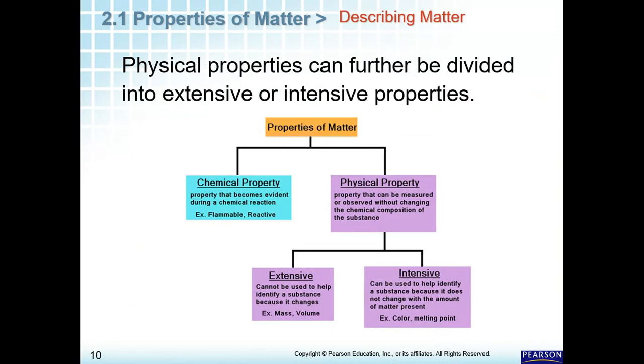Now, physical properties can be further divided into whether it's extensive or intensive. So here's our properties of matter. We've already talked about chemical, we've already talked about physical. So now we're going to get into this idea of extensive, which here it says cannot be used to help identify substances, because we're going to find out that it changes, keyword here. Intensive can be used to help to identify substances because these do not change no matter how much matter is present.